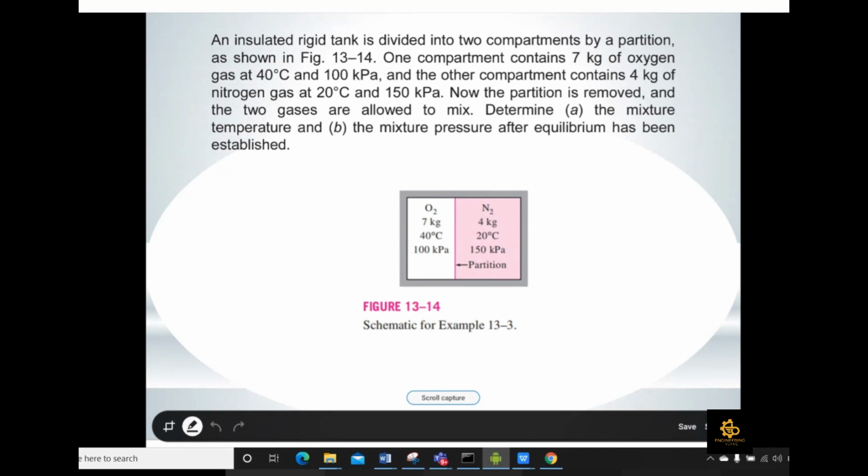Now the partition is removed and the two gases are allowed to mix. What you have to find is the mixture temperature and the mixture pressure after equilibrium has been established. So these two properties you have to find for the mixture. You have to note down the data, then you will see how to develop the solution.